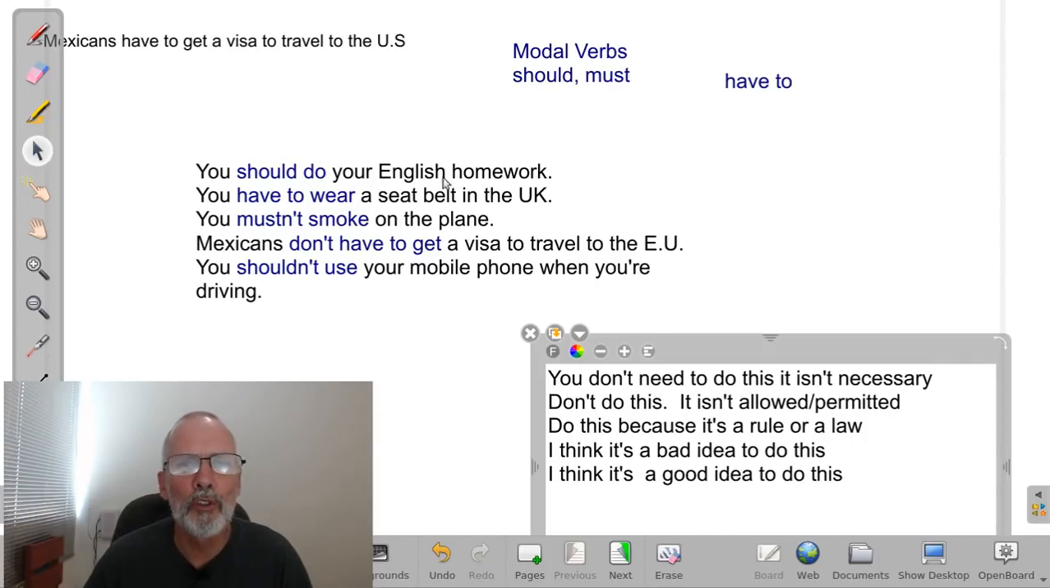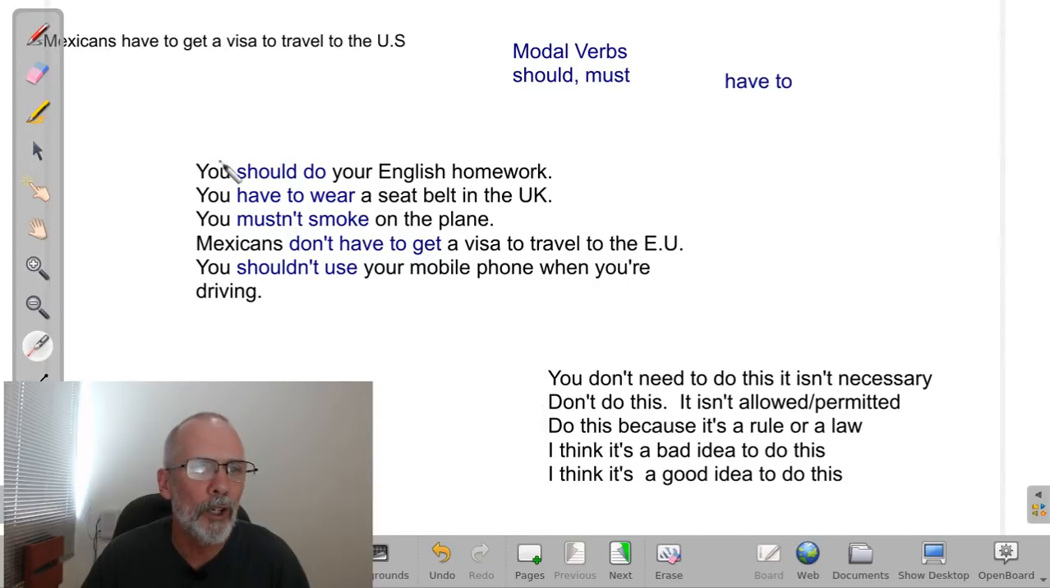So, you should do your English homework. What does it mean? Does it mean you don't need to do this, it isn't necessary? Does it mean don't do this, it isn't allowed or permitted? Does it mean do this because it's a rule or the law? Does it mean I think it's a bad idea to do this? Or does it mean I think it's a good idea to do this? What is the meaning of this first sentence? You should do your English homework.